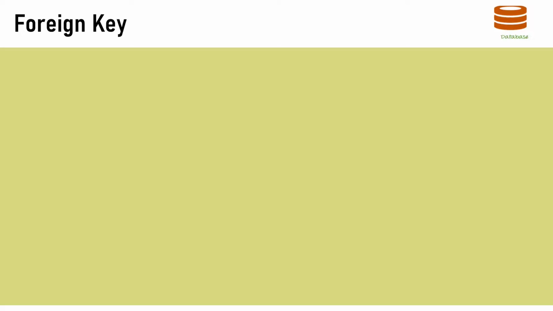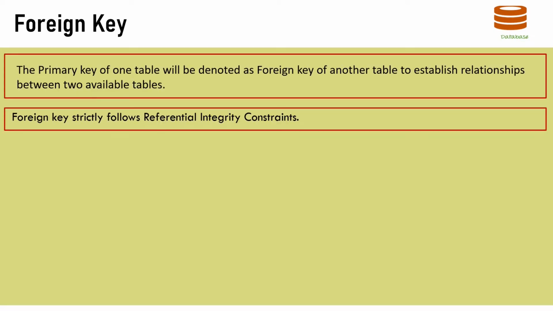Now, in my last lecture, I already discussed with you what a primary key is. Then I told you some of the features of the primary key. The most important feature of a primary key is that it is unique and not null. Second, it is indexed by default. And a primary key can be used as a foreign key in another table. So let's understand what a foreign key is.